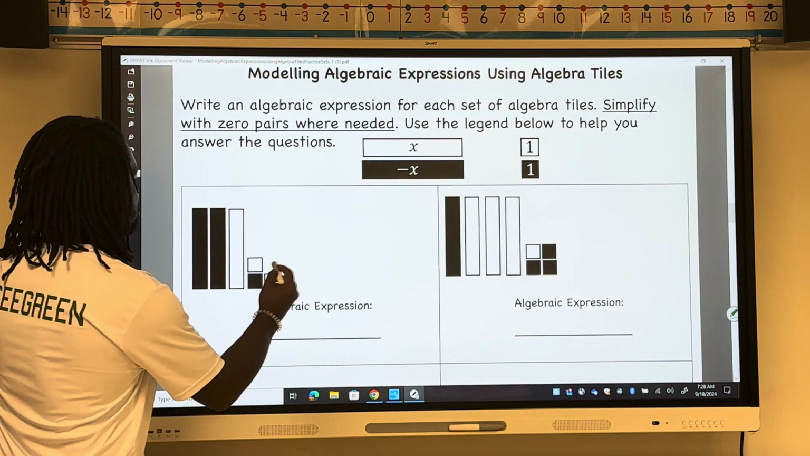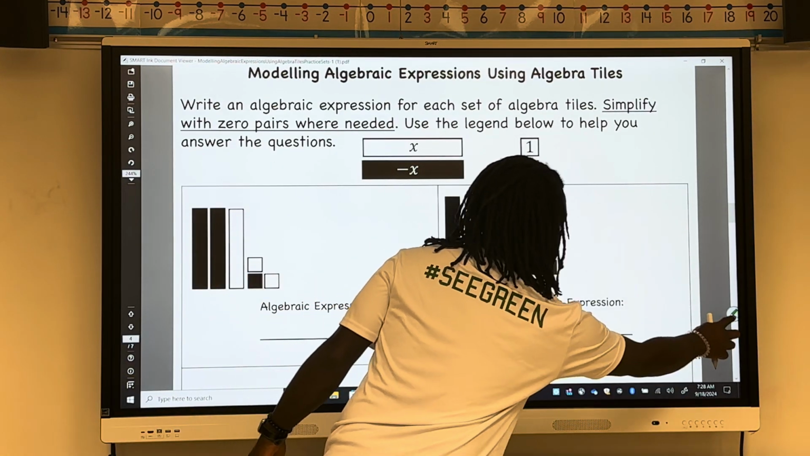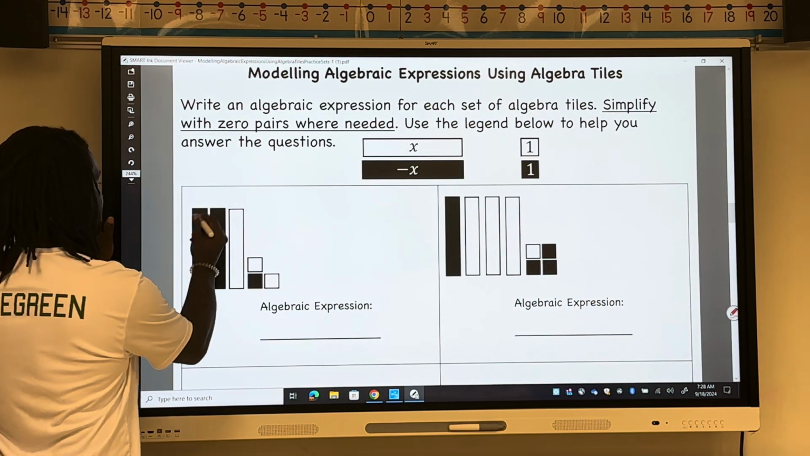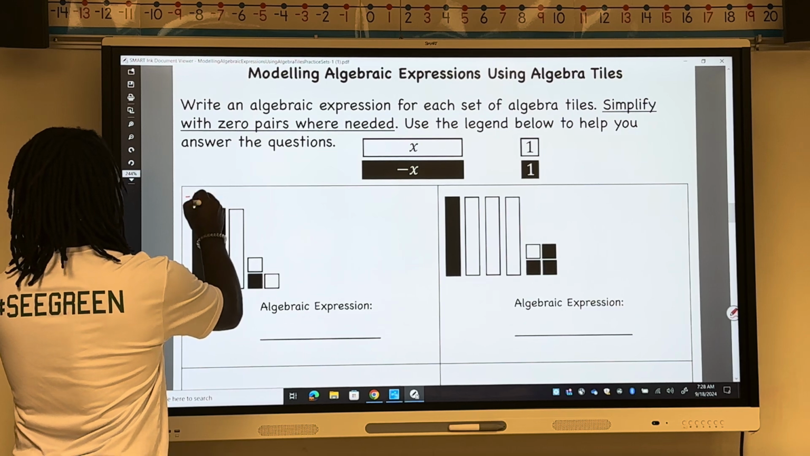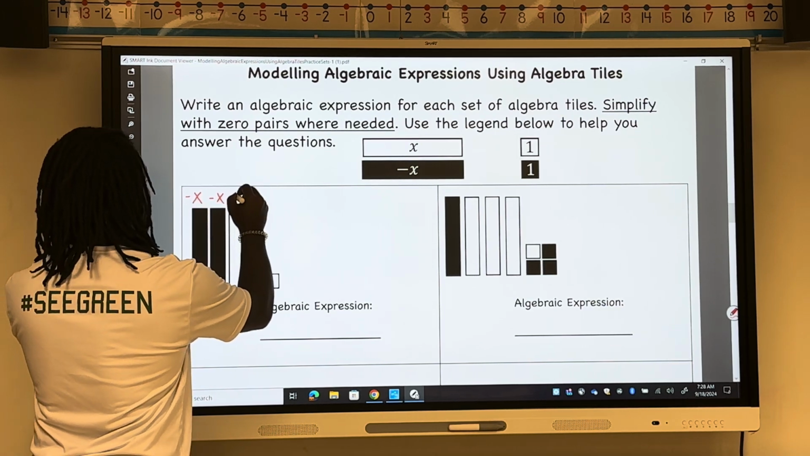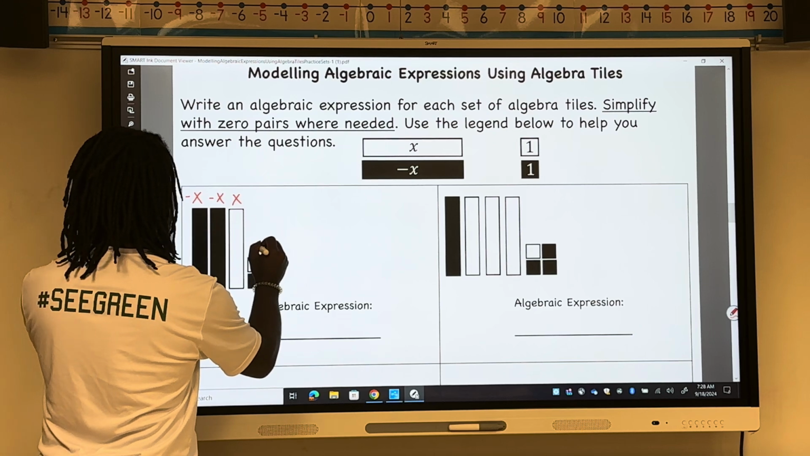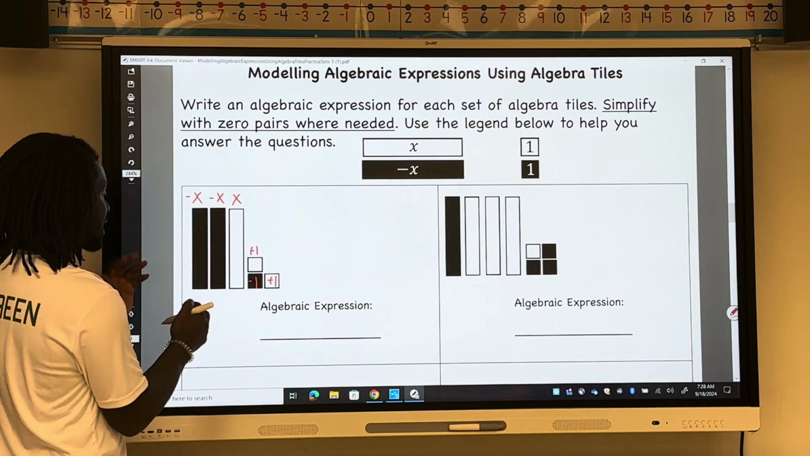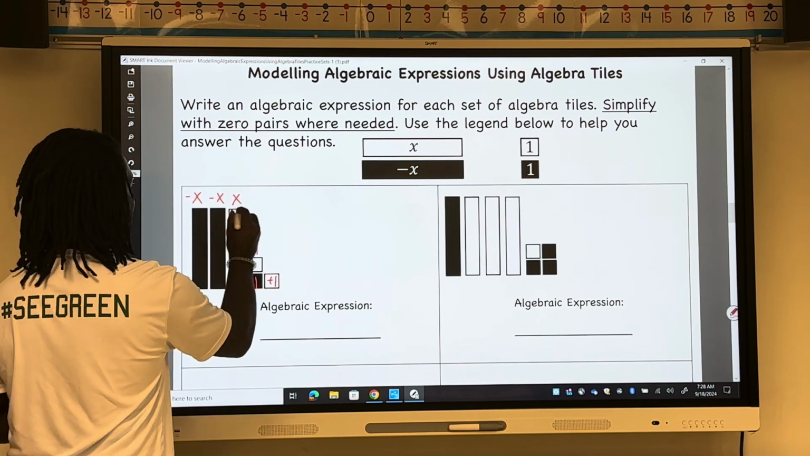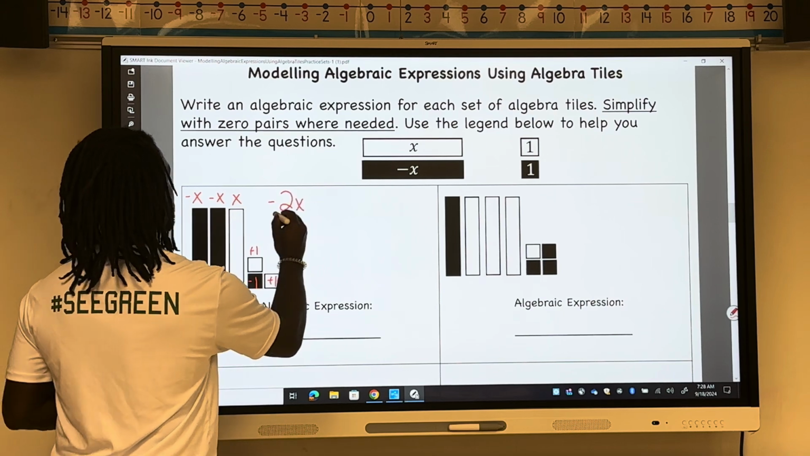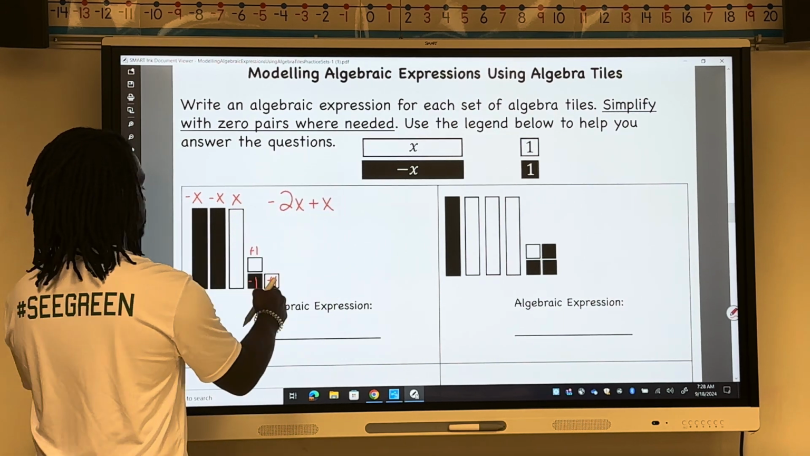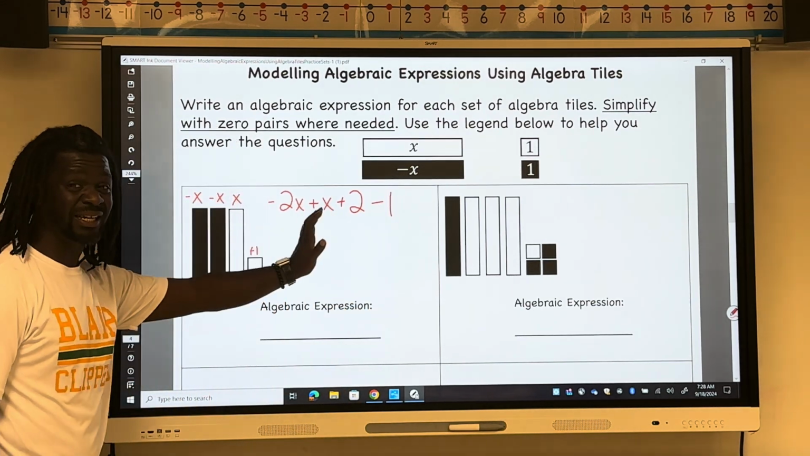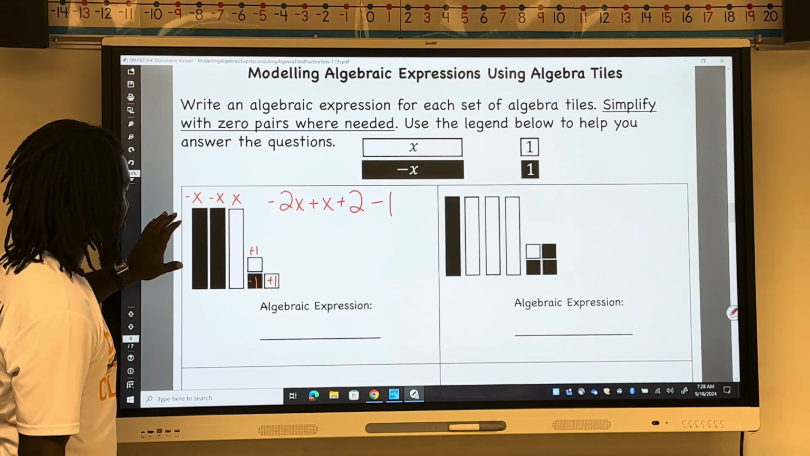Okay, and so what's going to happen is when I form a zero pair, I could write negative x, a positive x, positive 1, negative 1, and then a positive 1. So what I could do is combine these two, negative 2x plus x plus 2 and then minus 1. Now I could do that, and that's going to give me a much longer expression.